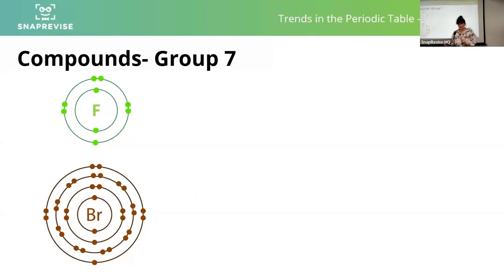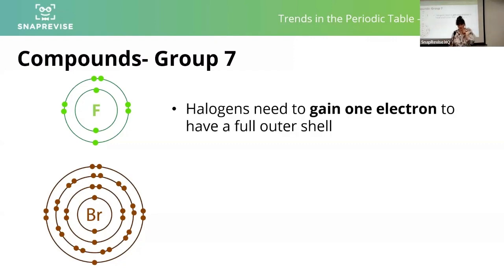So if they've already got a full outer shell of electrons, they don't need to react. Other elements react to gain that full outer shell of electrons, because that is their most stable configuration. So what do our halogens need to do to gain that full outer shell? They have to gain 1 electron, which is fairly easy to do because it's only a single electron. By the way, by easy, I mean low energy.